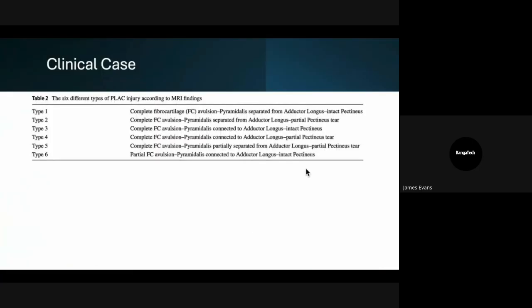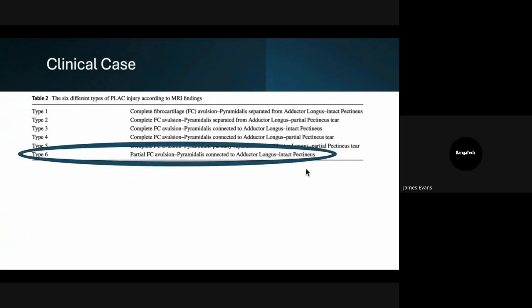So back to the clinical case that we had. Ours was a type 6, so just a partial fibrocartilage avulsion, but the pyramidalis and the adductor longus were both intact, and there was no involvement of the pectineus itself.